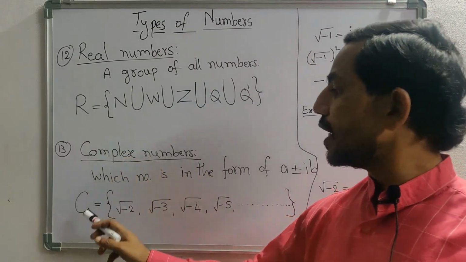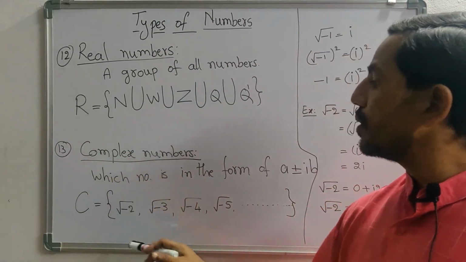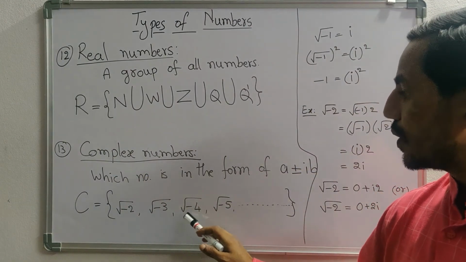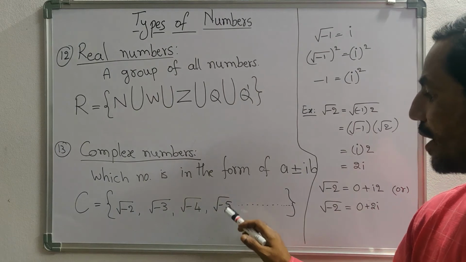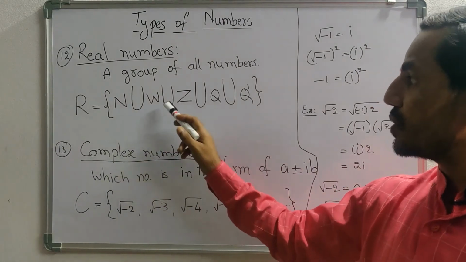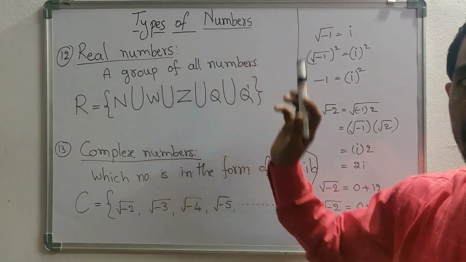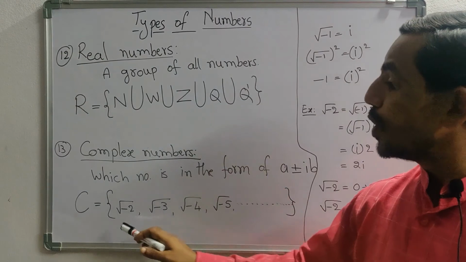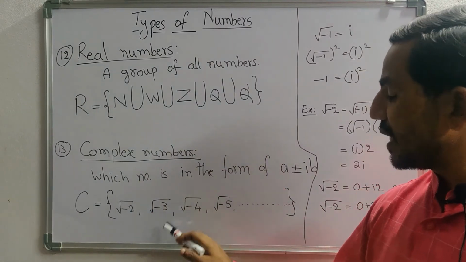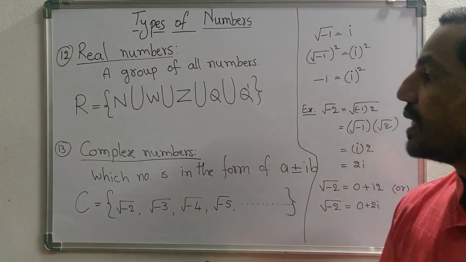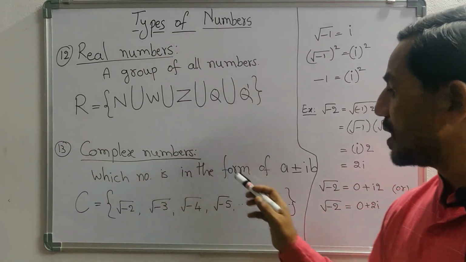So it is denoted by C, equal to root minus 2, root minus 3, root minus 4, root minus 5 and so on. But root 2, root 3, root 4, we already know, are in the irrational number set. Here root minus 2, root minus 3, root minus 4, root minus 5 and so on are the complex numbers.